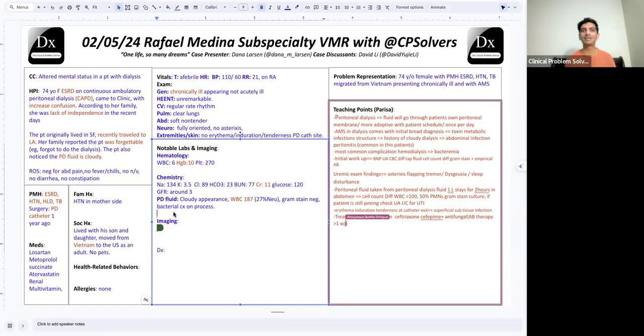Perfect. That does make sense at how response to the treatment can guide us. Thank you, Dr. Lee. Dana, we can have some more data.